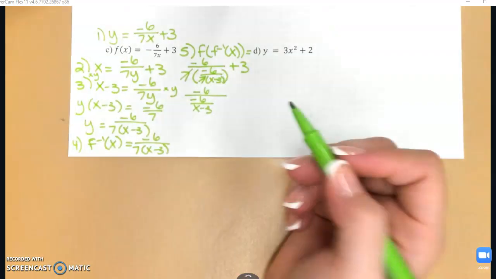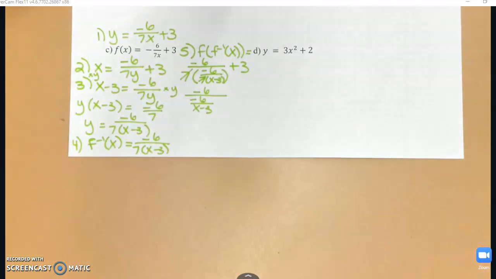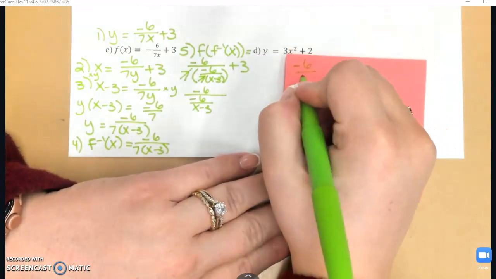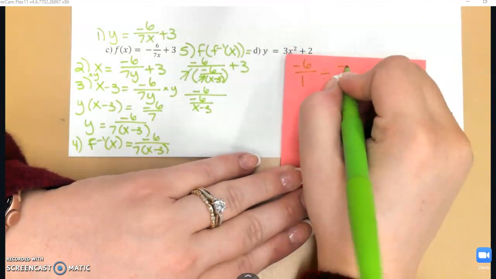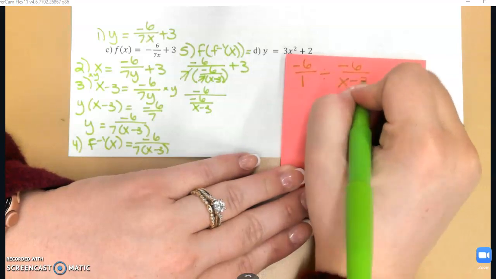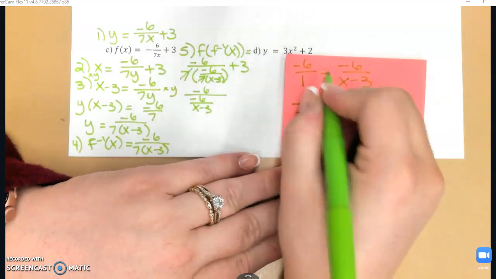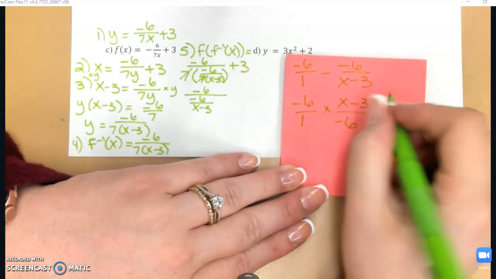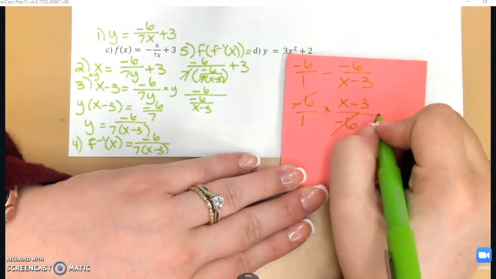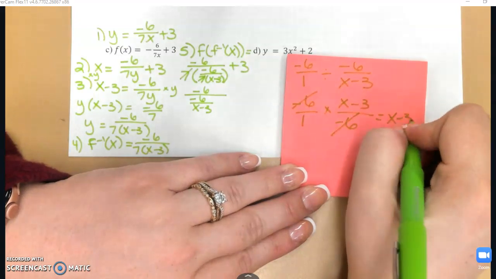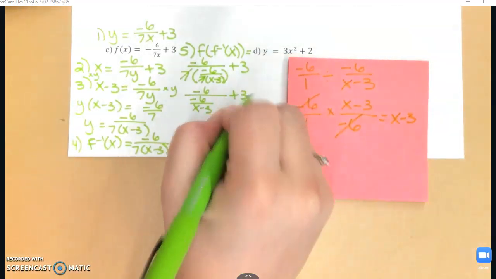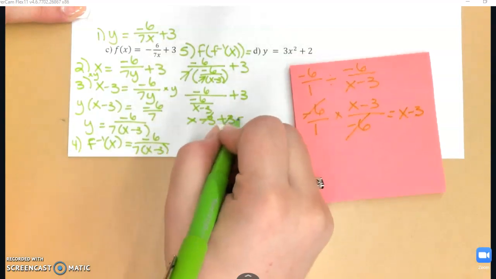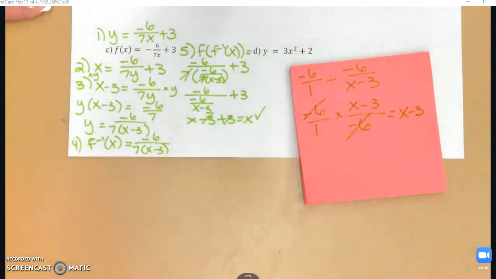So I'm dividing by a fraction. Remember, when we're dividing fractions, we're going to do keep, change, flip. So this is the same thing as negative 6 over 1 divided by negative 6 over x minus 3. I'm going to keep, change, flip, and those will cancel, and I'm just left with x minus 3. And then I still have that plus 3. So x minus 3 plus 3, those add to 0, and I'm left with x.